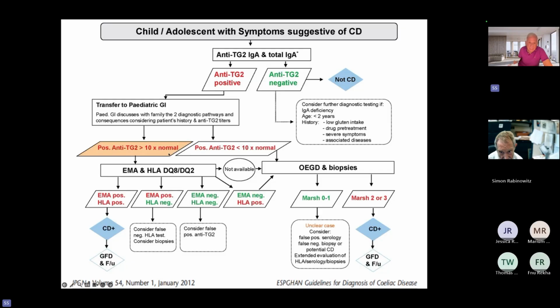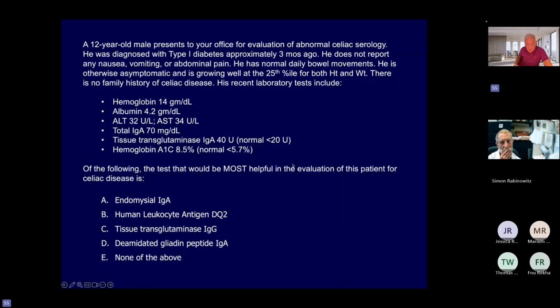But the key here is patients who are anti-transglutaminase at greater than 10 times the upper limit of normal, you get an anti-endomysial antibody. If it's positive, in a follow-up for this guideline, if the anti-endomysial is positive and the patient has a TTG level greater than 10 times the upper limit of normal, that patient has celiac disease and you may not require a biopsy, nor would you require HLA typing. Okay? But if the patient is TTG less than 10 times the upper limit of normal, go right to a biopsy.